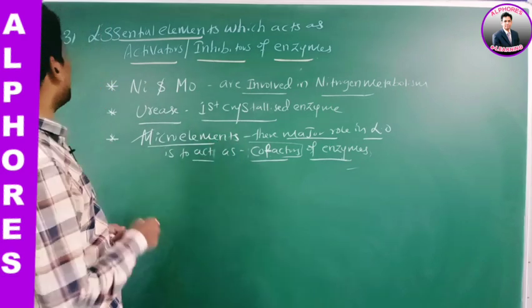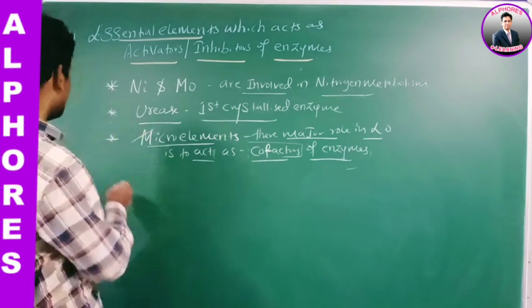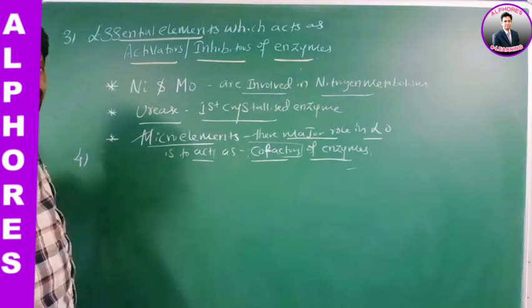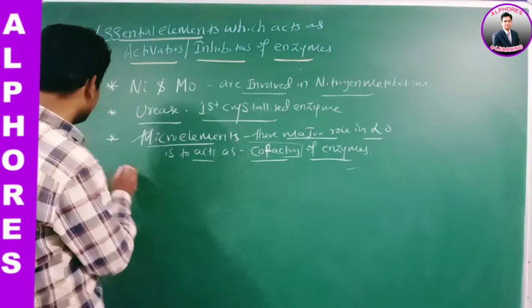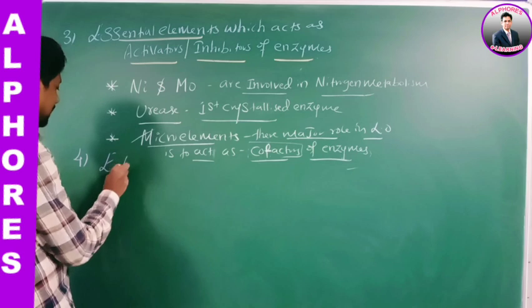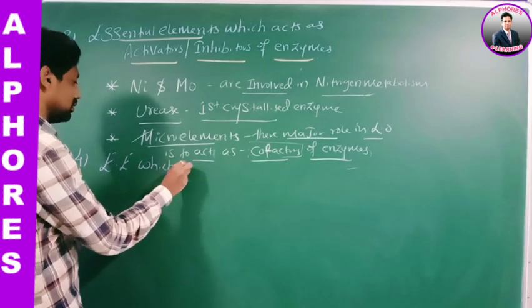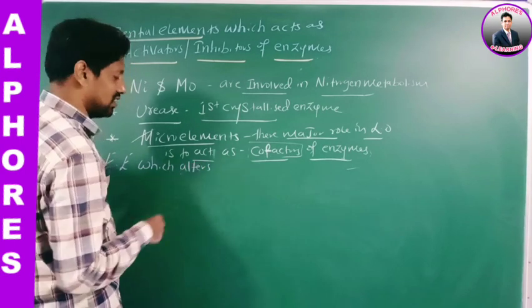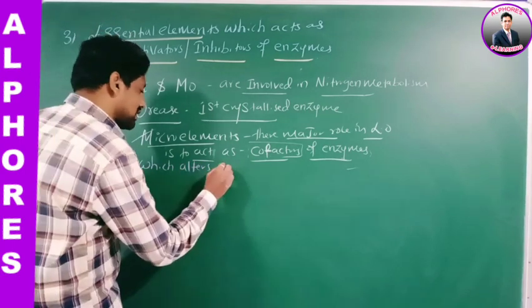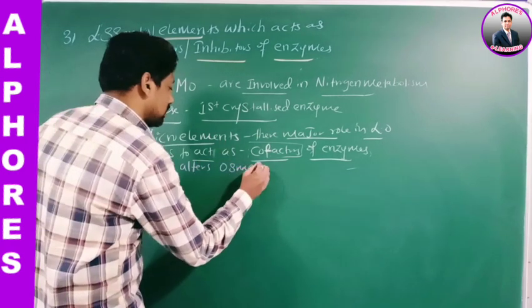Now we are discussing four broad categories. Till now we completed three. Now go for the fourth one. Essential elements which alter the osmotic potential of the cell. Alter means change. Which alter osmotic potential.